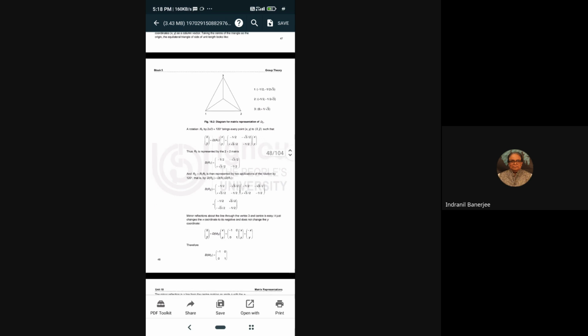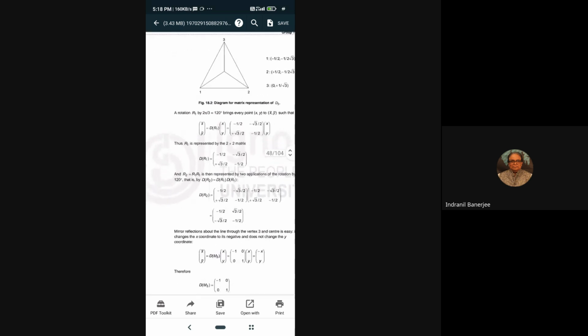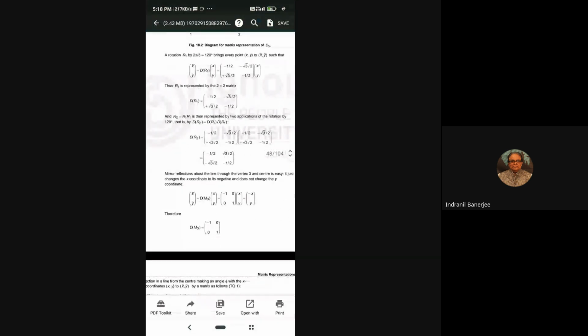Thus, R1 is represented by the 2 cross 2 matrix D(R1) equal to minus half, minus root 3 by 2, plus root 3 by 2, minus half. And R2 is equal to R1 R1, represented by two applications of the rotation by 120 degrees. That is, D(R2) is equal to D(R1) D(R1), which gives D(R2) equal to minus half, plus root 3 by 2, minus root 3 by 2, minus half.